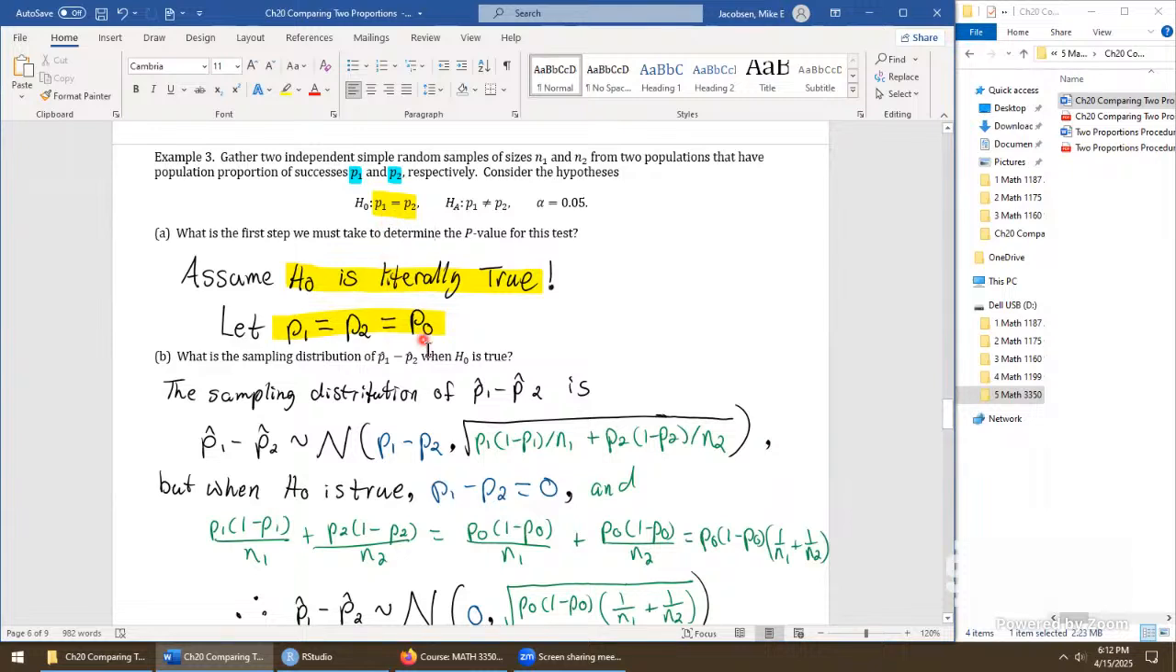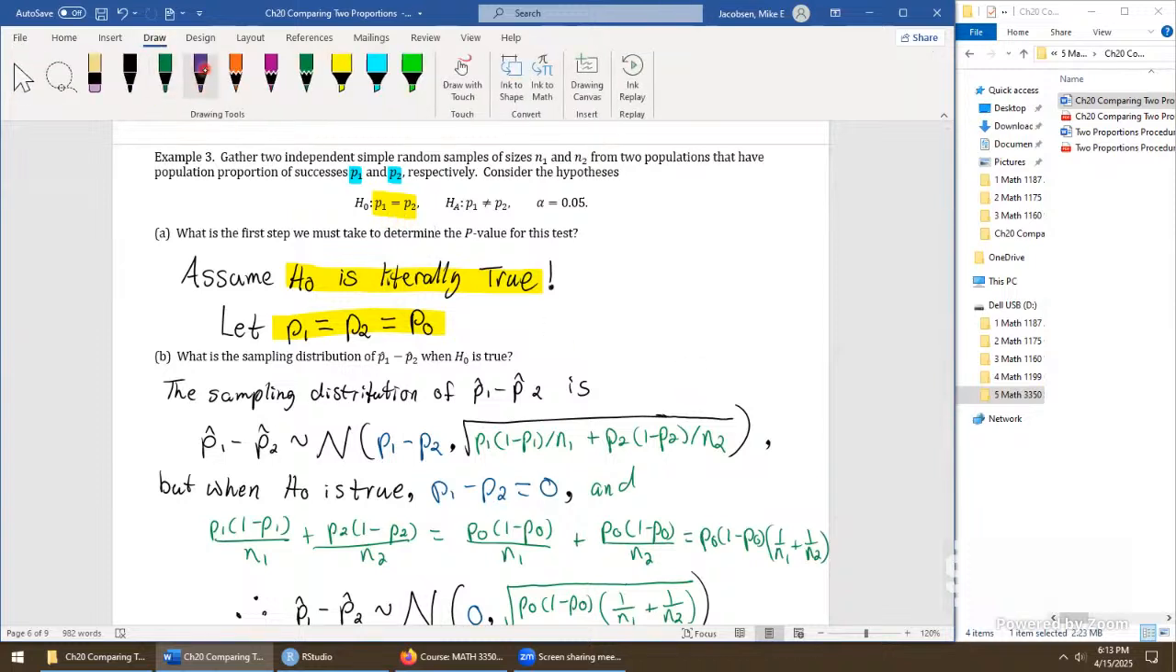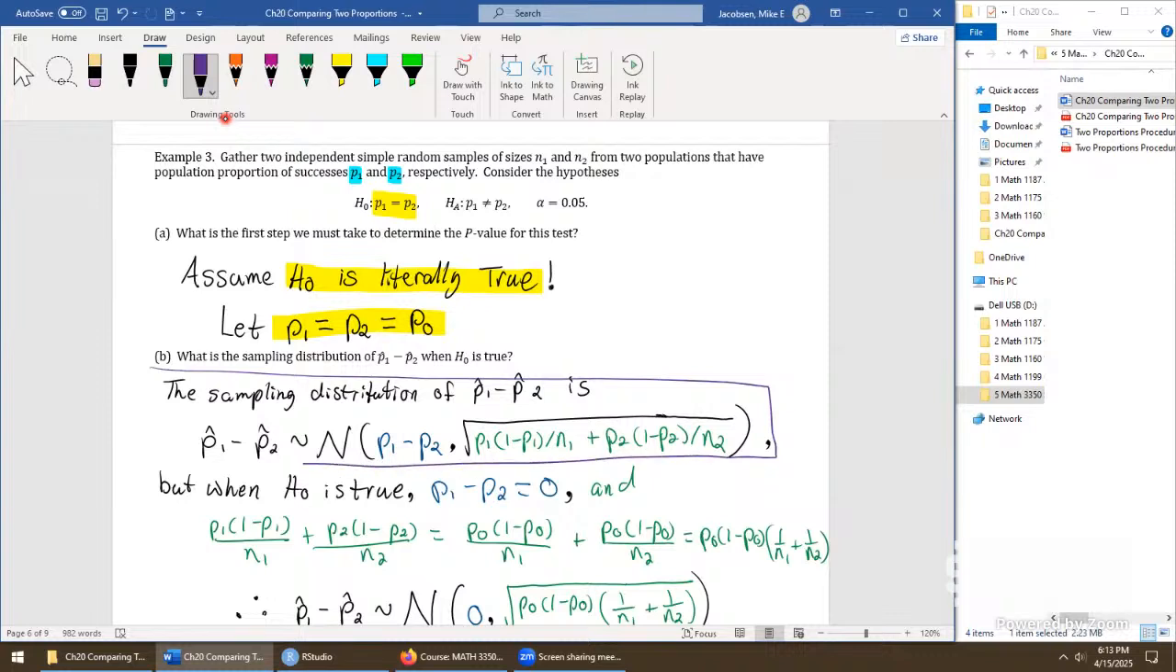That assumption allows us to create a third variable, P0, which is equal to both P1 and P2, because that's the statement of the null hypothesis. Your populations are the same now. What that allowed us to do was take the central limit theorem right here from the very, very top of the notes for the differences in proportions.